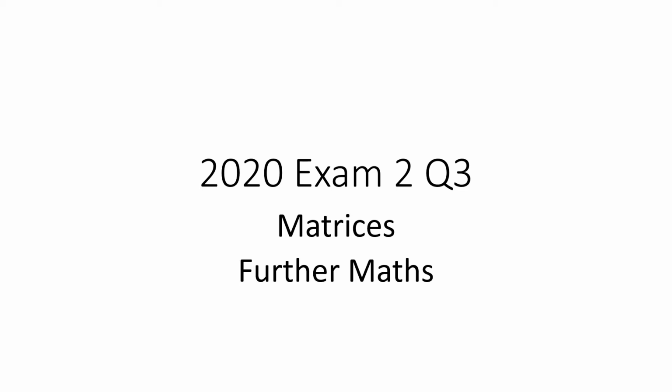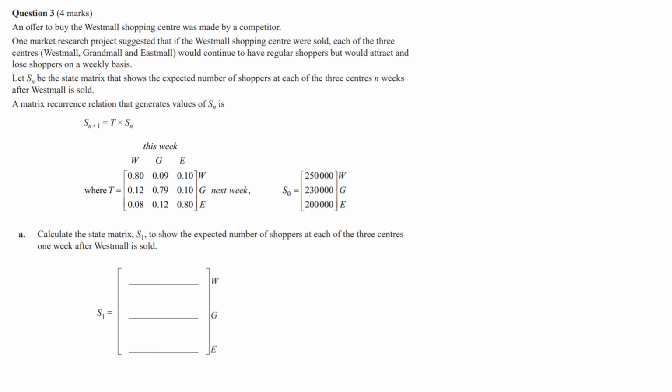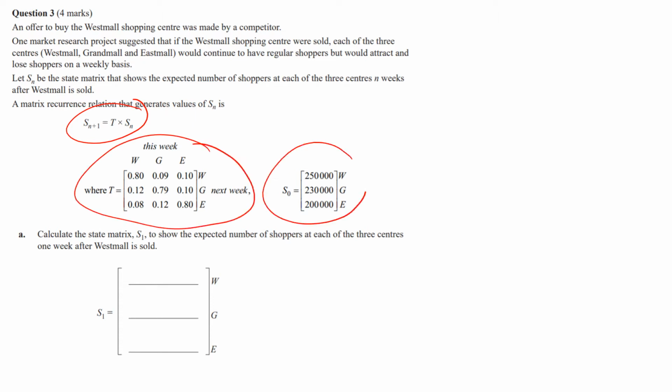2020 Exam 2, Question 3, Matrices. Okay, so we're trying to work out customer numbers here. We've got a transition matrix relationship, and they've given us T, they've given us S0, they want us to find S1. Well, the relationship is just T times S0.